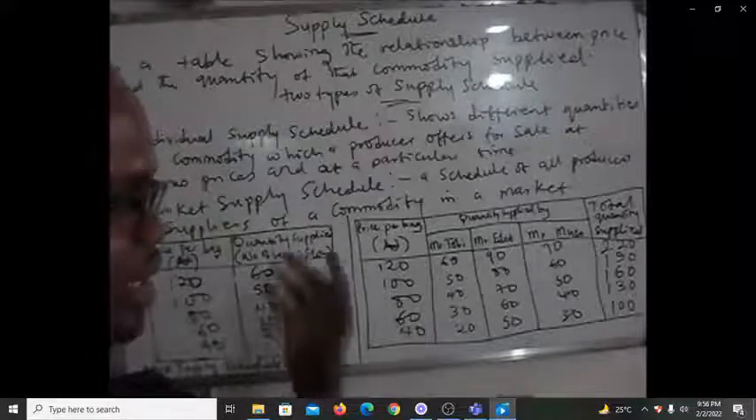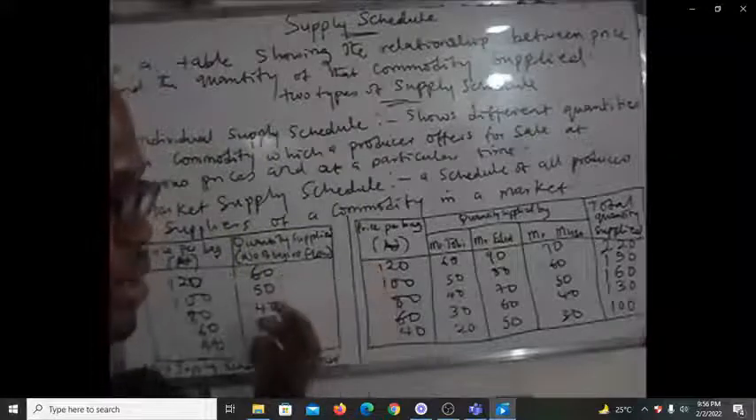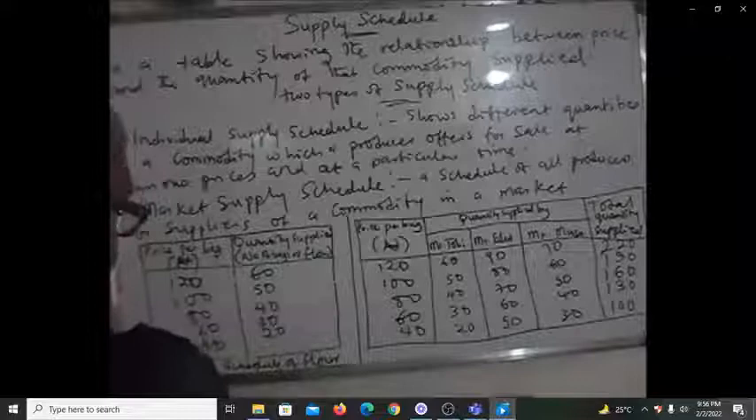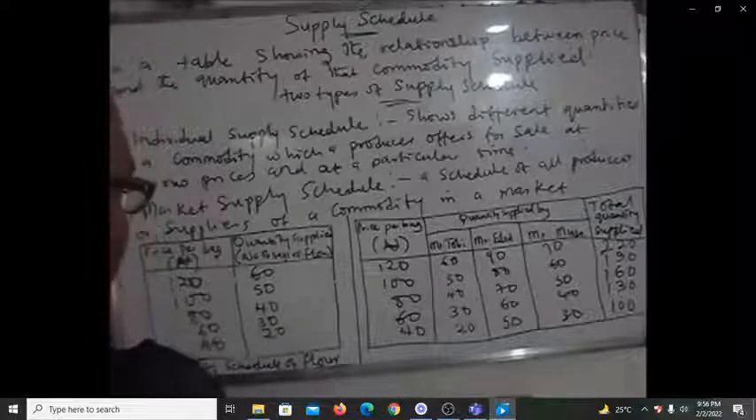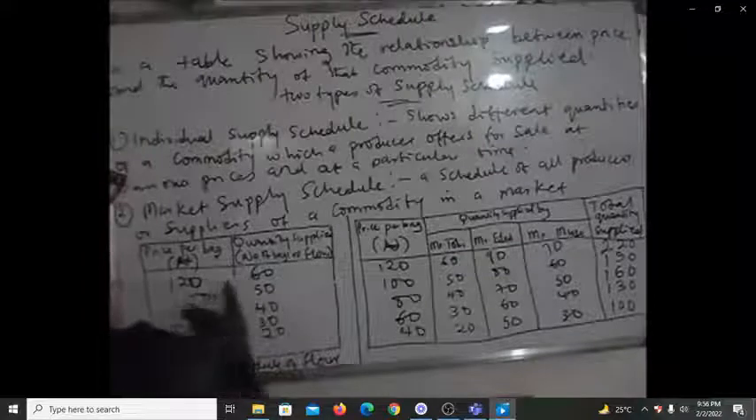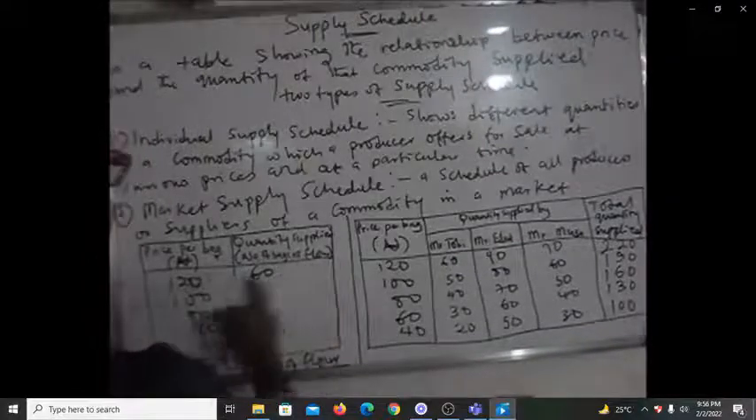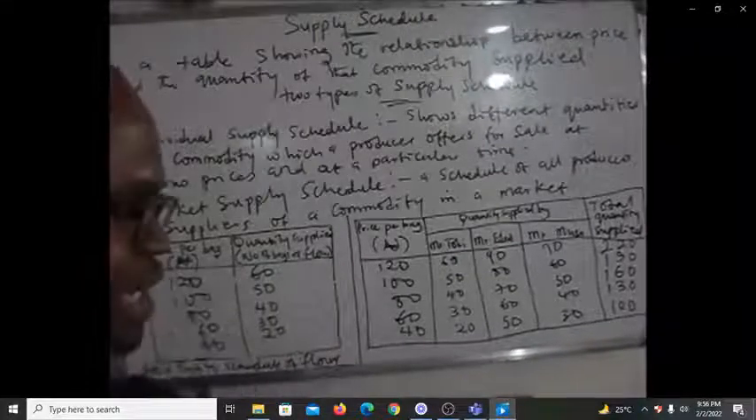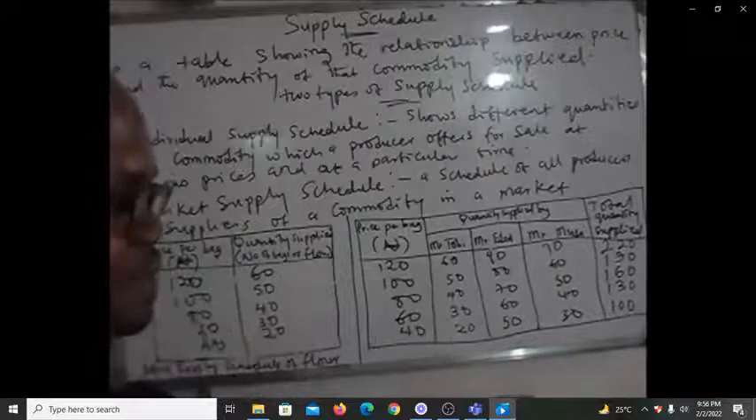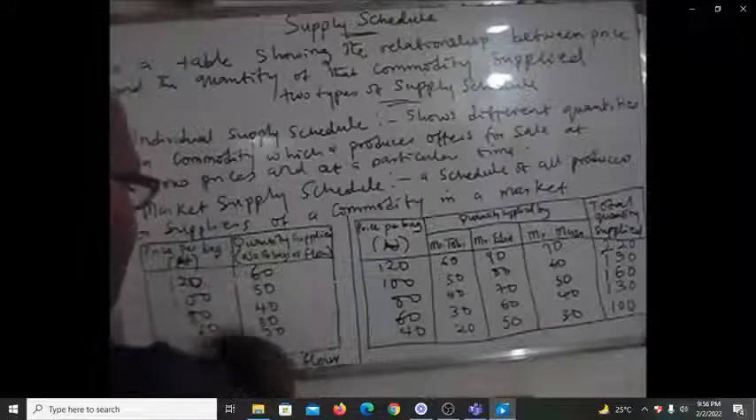You understand? But let's say Mr. Obi. You understand? He's a supplier. Or here, Abu. Abu is the name of the person that supplies this flour. Abu can supply 60 bags of flour at the price of what? 120 naira. He can supply 50 bags at the price of what? 100. This is a supply schedule for Mr. Abu.